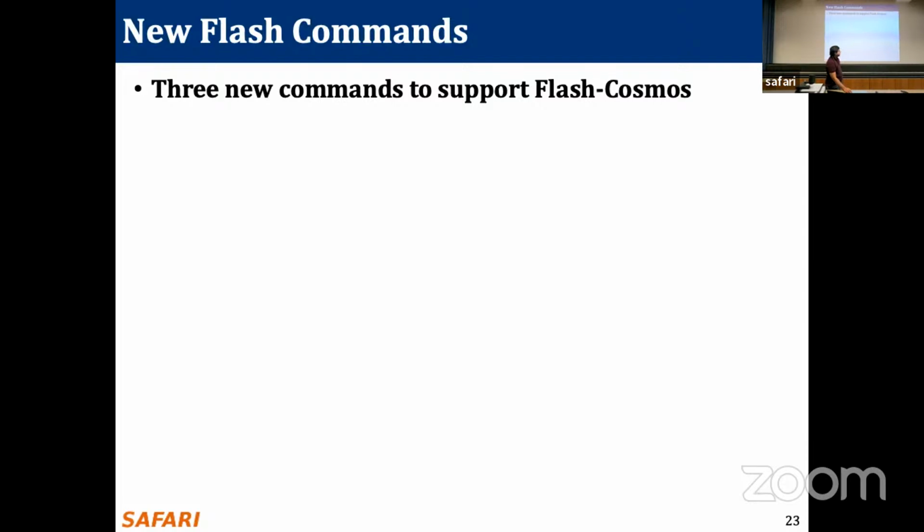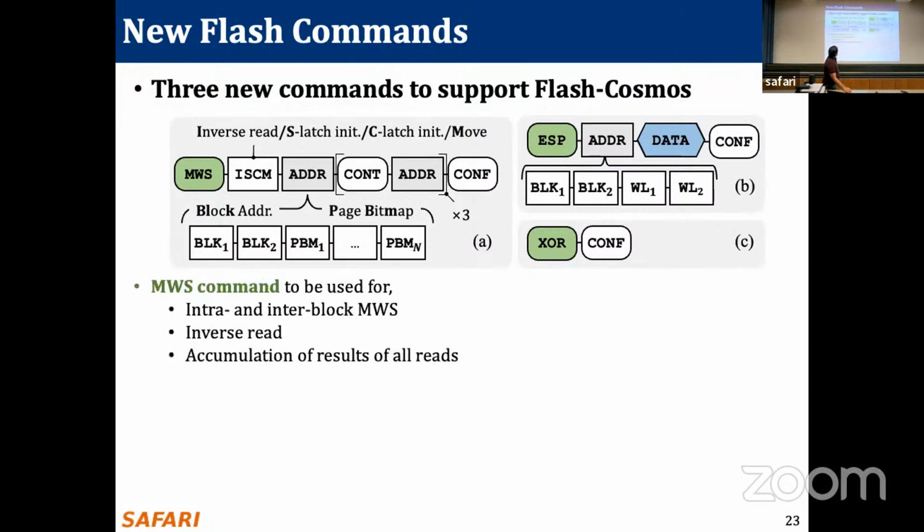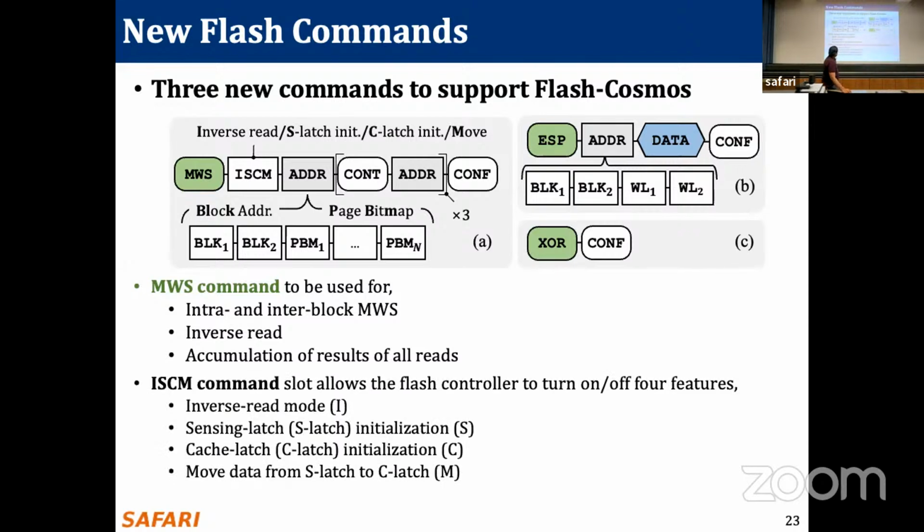Now we have looked at how we can support different bitwise operations and how we can do it at very high reliability. Now we need to support some new flash commands that the SSD controller should support. To do that, we support one command called MWS, which performs an intra-block or an inter-block MWS, and it also supports inverse read and accumulates the results of all the read operations or the sensing that we do for the bulk bitwise operations. To do that, we introduce an ISCM command slot for the MWS operation, and this allows the flash controller to turn on different features, such as the inverse read mode that I mentioned.